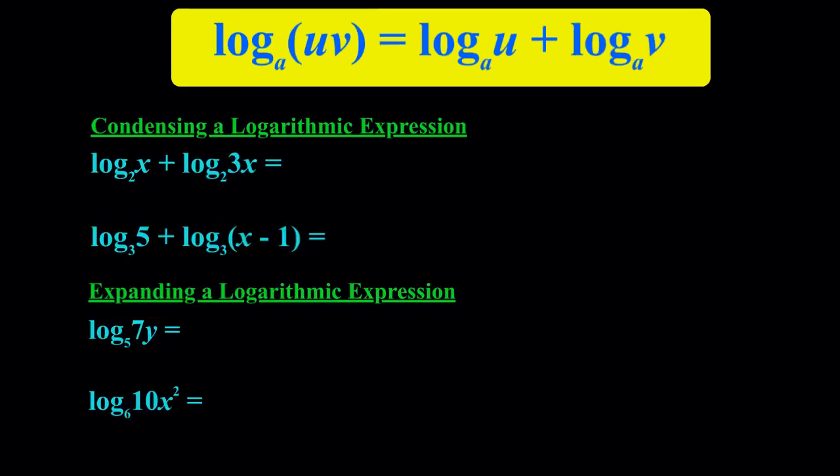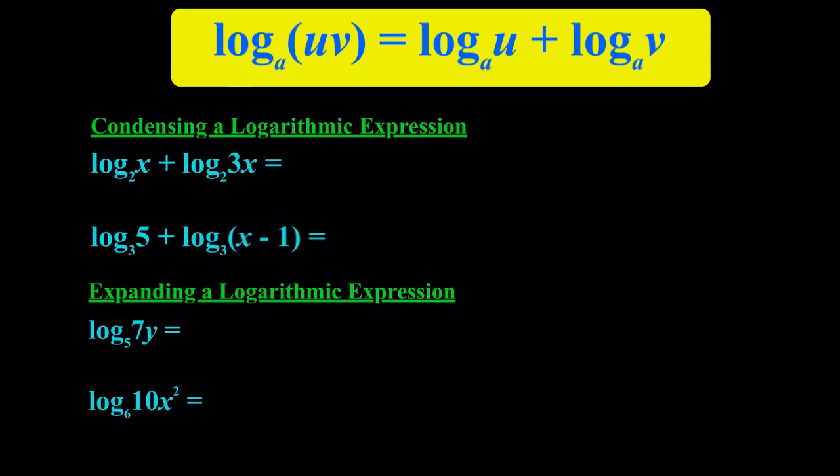All right, so the next property that we're going to be looking at is the property where you have the log of 2 things multiplied together, and we can separate those 2 logs through the use of addition. And this property works both ways, which means you can take a condensed form of your logarithm and expand it, or you can take an expanded form and condense it. All right, so let's take a look at a little bit of both of these.